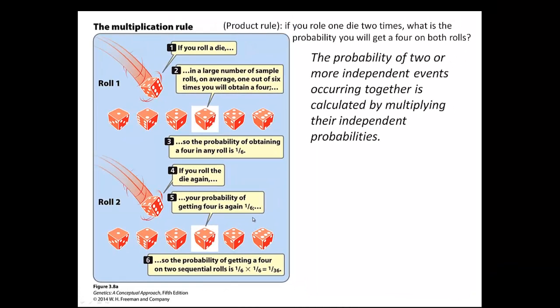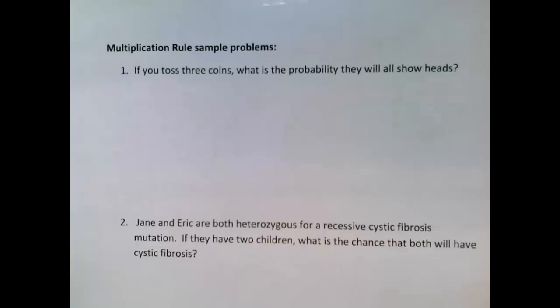Now the question asks, what's the probability of getting a 4 on both rolls? And so if we need both of those things to be true, we're simply going to multiply those two probabilities together, 1/6 times 1/6 to get 1/36. I'd like to go through two other examples that use the multiplication rule.